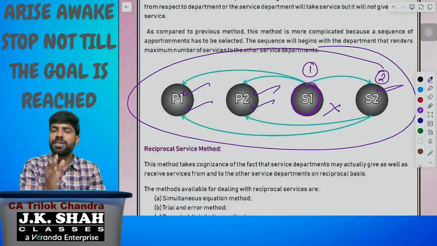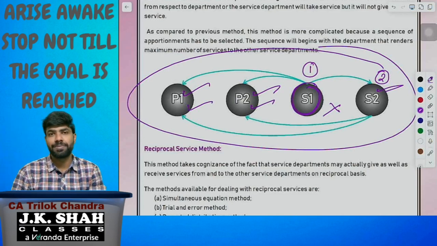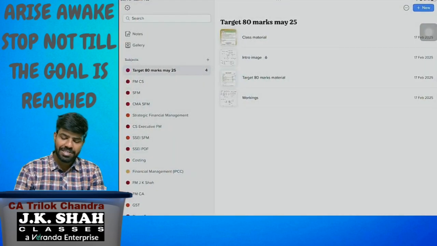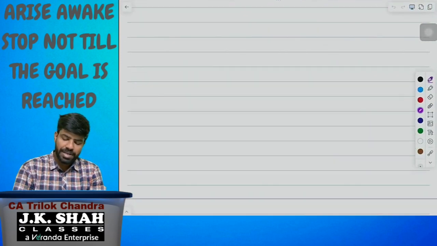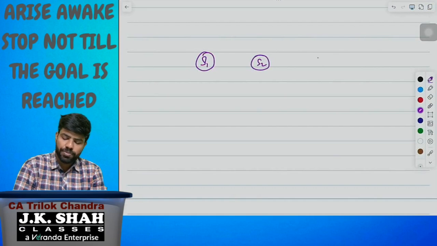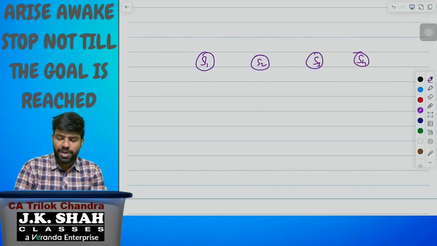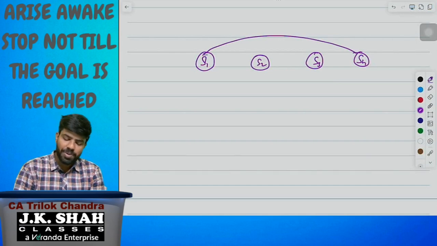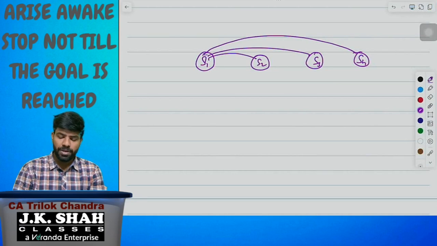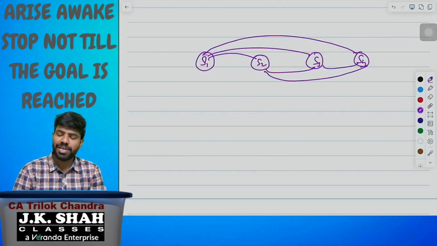Please understand, the service department which is giving service to the more number of service departments goes first. Let me take an example to understand this. Look at here. There is S1, S2, S3, S4. Four service departments are there. S1 is giving service to, sorry, let me go one by one, it is giving service to S2, S3, S4. When it comes to S2, it is giving service to S3, S4. When it comes to S3, it is giving service to S4. S4 is not at all providing service back.